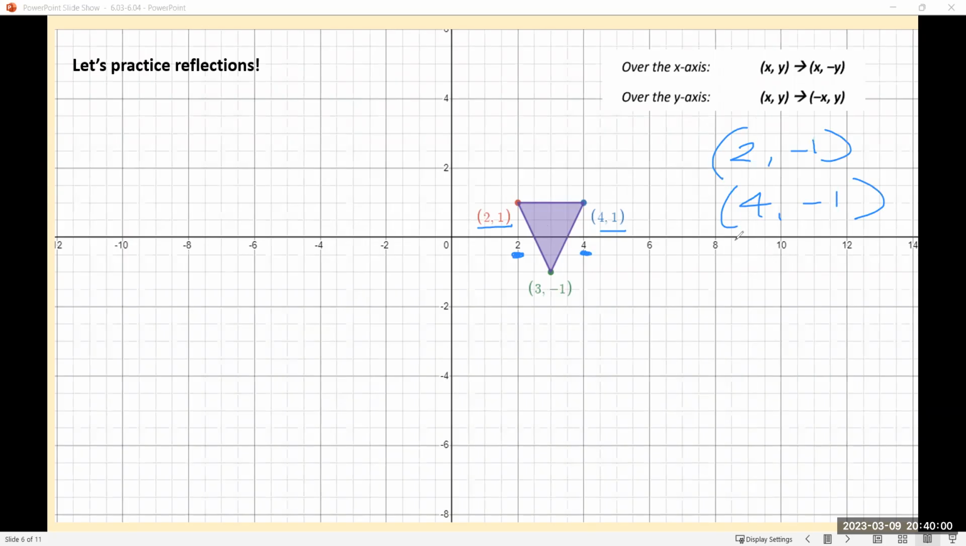All right, and then we have (3, -1). Well, to make the y in (3, -1) negative, you're just going to make it positive. So we're going to end up with (3, 1). So we have 3, and we're going to make it 1. Okay, so that's all you're going to do with those pairs there. Remember, when you're flipping over the x, you're just making your y value become negative.